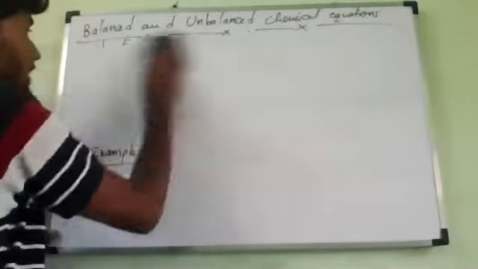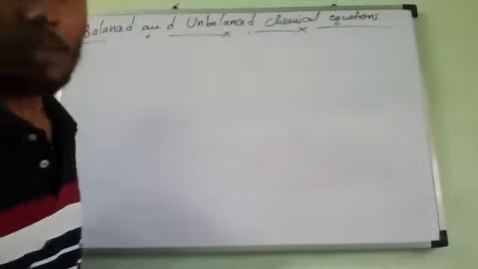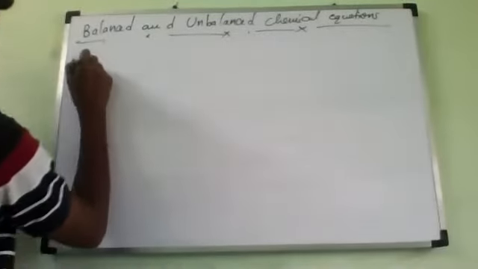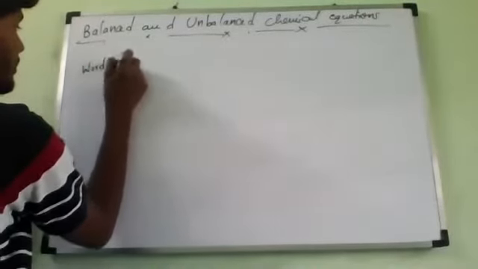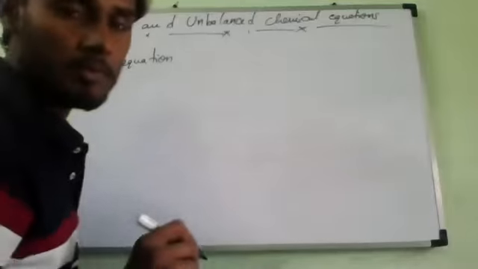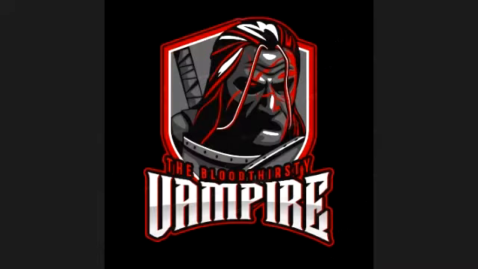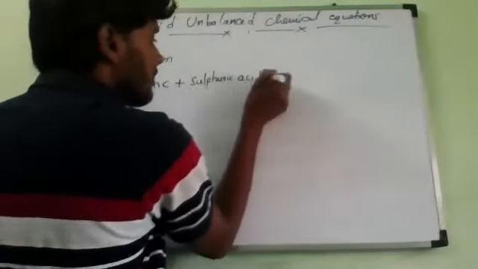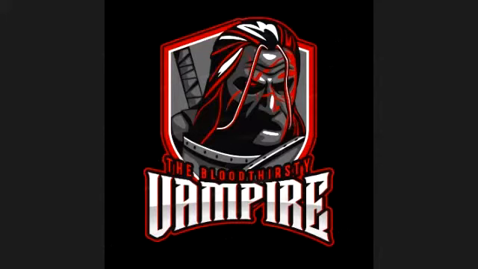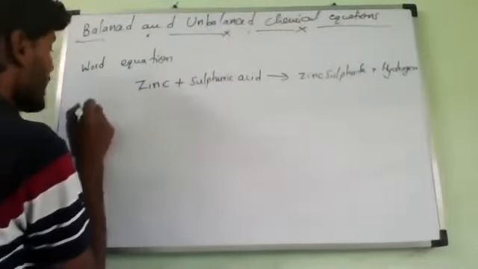Now, all of you please write in the form of a word equation first. What is the word equation, in the form of names? Zinc plus sulfuric acid, zinc is reacting with dilute sulfuric acid, which will give zinc sulfate plus hydrogen gas. Now, write it in the form of a chemical equation.